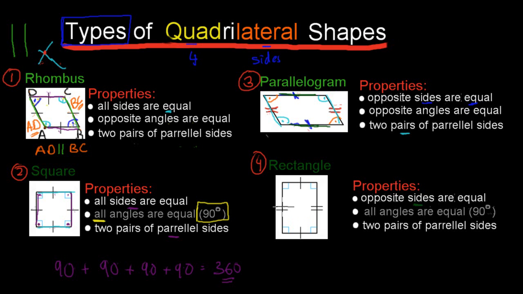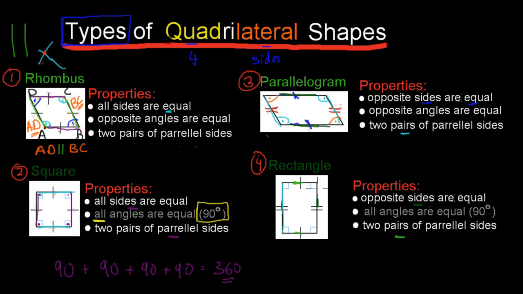And if you look at the rectangle, again, we've got opposite sides being equal, so this side and the opposite of it, these two are equal in length. And so is this side and this side. These two sides are also equal in length. So that's the same for a parallelogram and a rectangle. Also, two pairs of parallel sides exist. So in a parallelogram we had two pairs of parallel sides, and so do we in a rectangle.